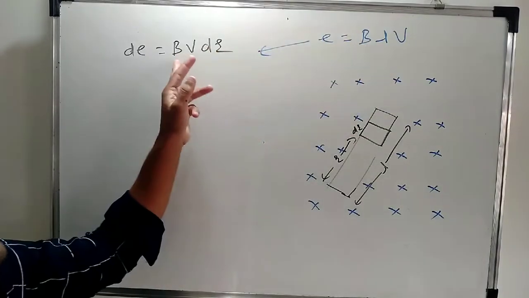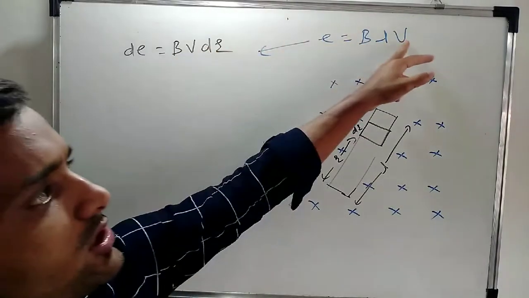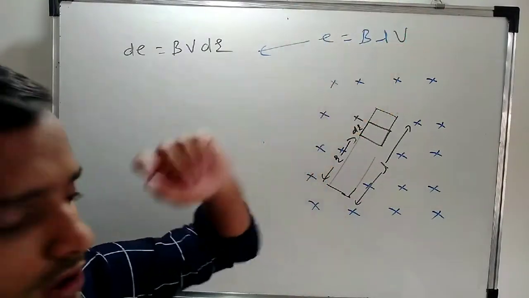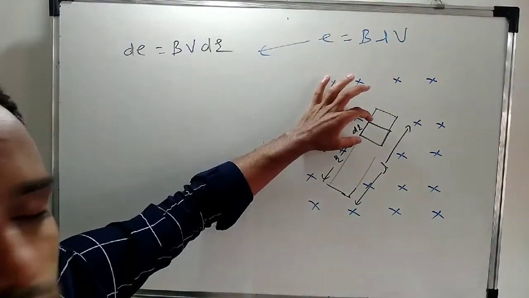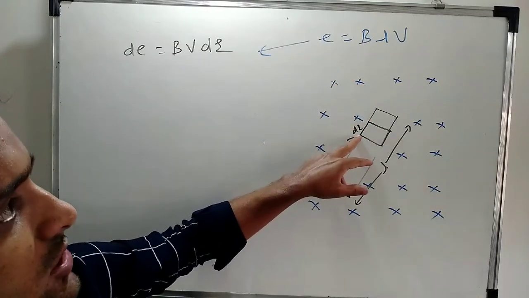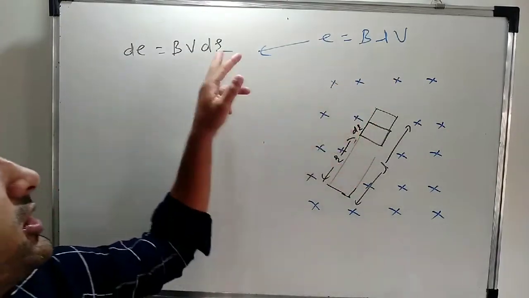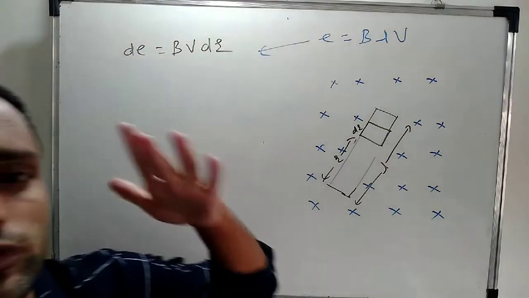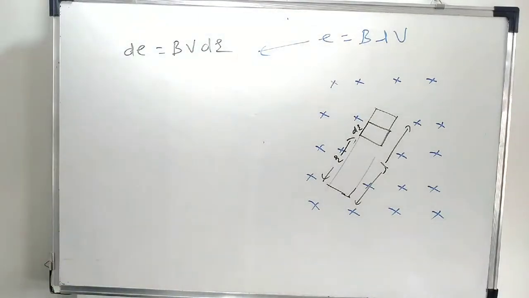What is B? B is already there. V is already there. What about the L? L is the length of the conductor. But here the small piece of the conductor has length dr. So instead of L we have written dr. So this is the value of induced EMF in this case.